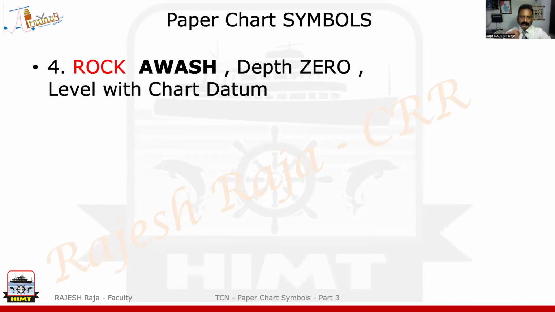Let us look at something called rock awash. The word rock awash means your rock is coming exactly stopping at the level of LAT or the chart datum. That is why depth will be written as 0 for you. So this is your common rock symbol, which I had shown you previous page, but there'll be a small addition. You will see these 4 dots or circles around that plus symbol. So this tells you that it is rock awash.